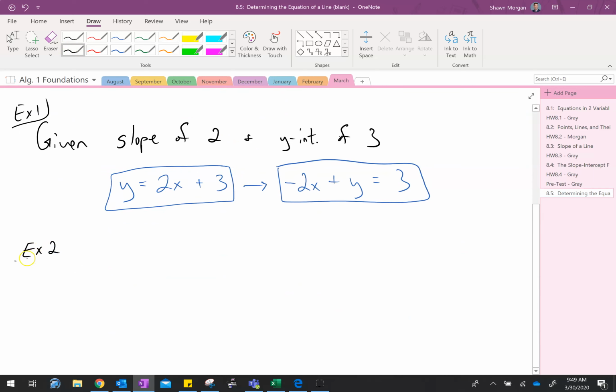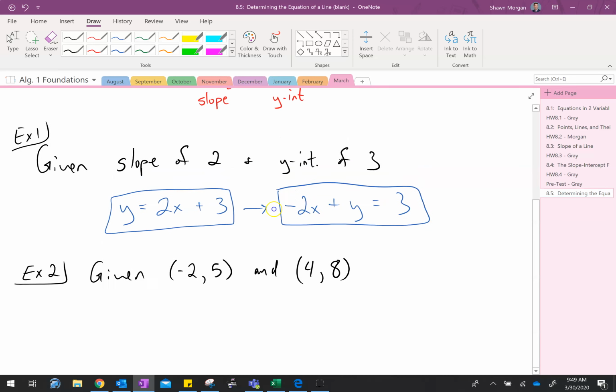Your second example will be a little bit more challenging. We want to find, again, the equation of a line, given this time 2 points on that line. So given the points negative 2, 5, and 4, 8. Those 2 points on our line tell us that first and foremost, we need to find the slope.